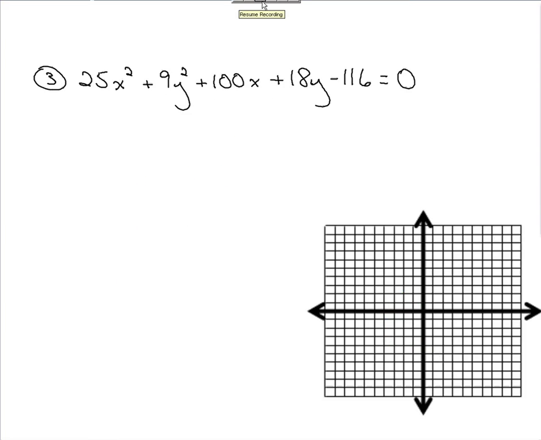So kind of like we use with our circle approach, we want to complete the square, so we're going to group our x's. At 25x squared plus 100x, leave a little space. Got a plus 9y squared plus 18y, leave a little space. Got a constant of 116 we're going to add over to the other side.